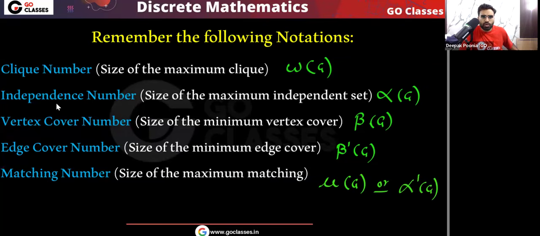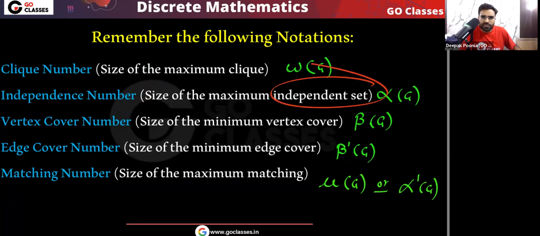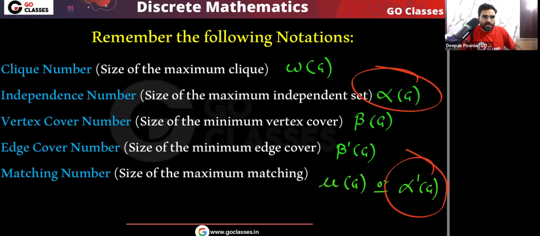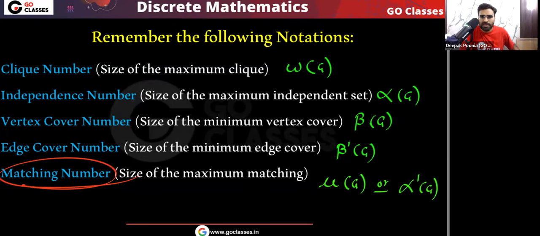Why alpha dash G? Because I told you, independence number and matching number are corresponding concepts for vertices and edges. Independence number is for vertices, matching number is for edges. Okay, what is independent set? Independent set is a set of vertices which are pairwise non-adjacent. And what is matching? Matching is a set of edges which are pairwise non-adjacent. Okay, so that's the reason alpha G and alpha dash G are the notations for independence number and matching number respectively. Very simple. I hope you understood.